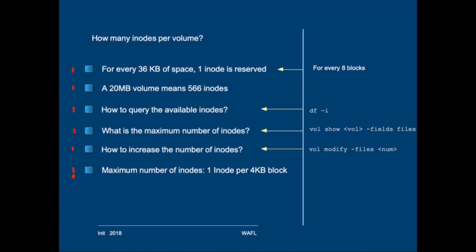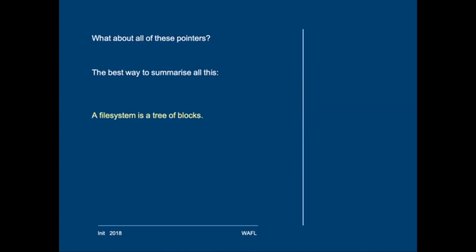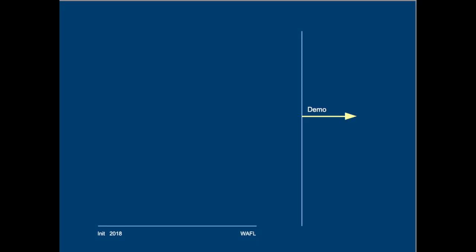Now I hope all these numbers and blocks didn't scare you off, but maybe we should finish this by simply stating that a file system can be regarded as a tree of blocks. So I could have just said a file system is a tree of blocks. Now let's go and have a somewhat longer demo on this topic.